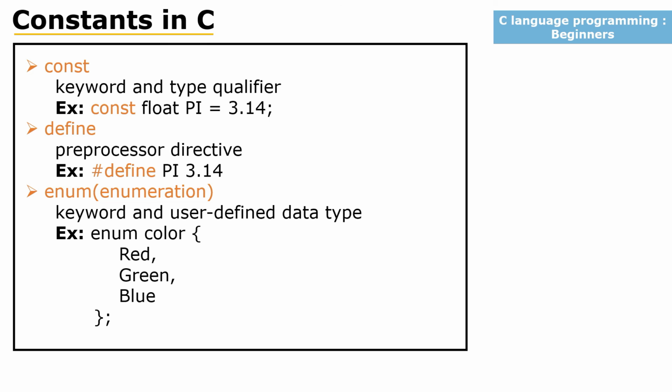So, totally there are three ways of defining constants. One is using const, which is a keyword and a type qualifier. The second one is using the hash define preprocessor directive, which is also called a macro. And the third one is using the enum user-defined data type. But using enum we can define only integer constants. We will stop here for now.